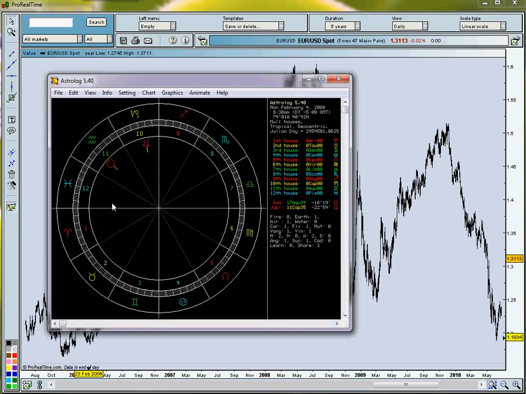But if we advance the sun to its opposition, just like it was last time, so the sun is in opposition to the natal sun, we see that July 2nd, once again 2008, is our target date.